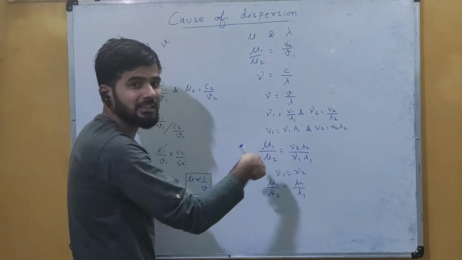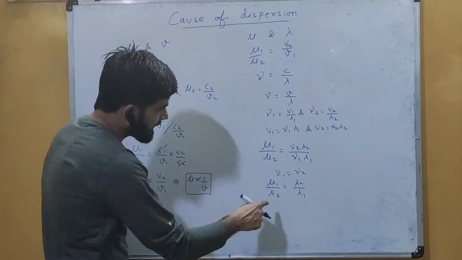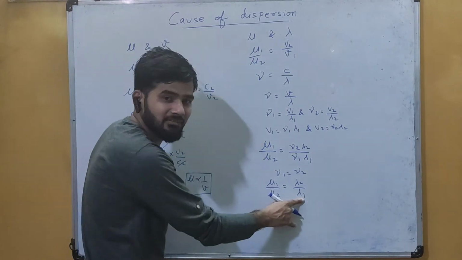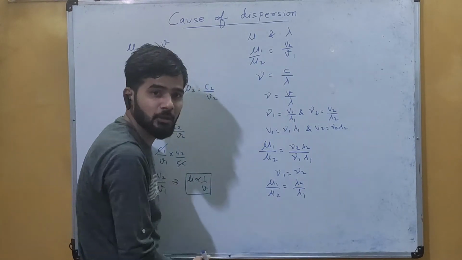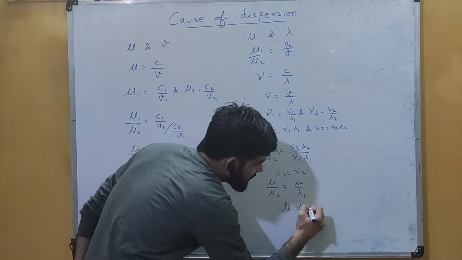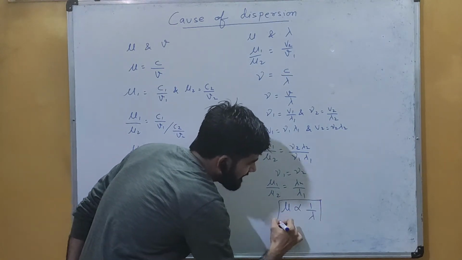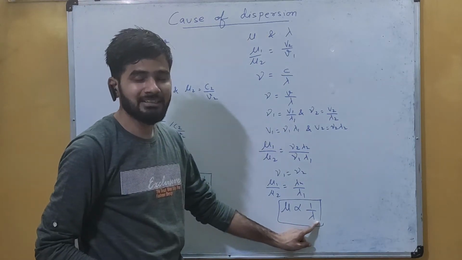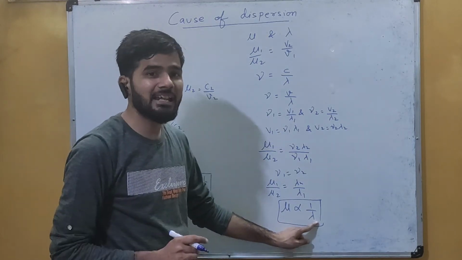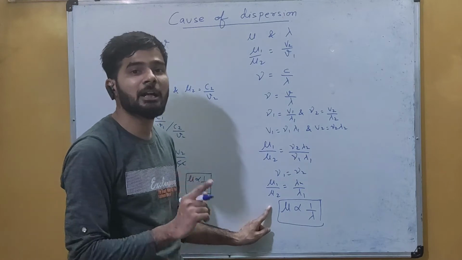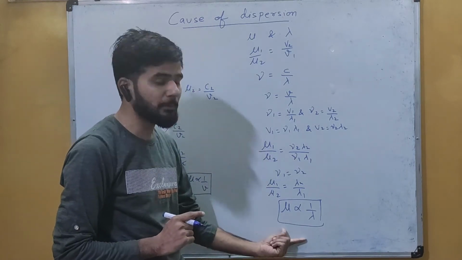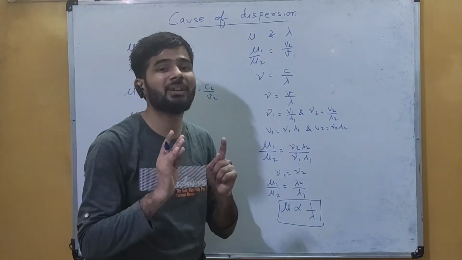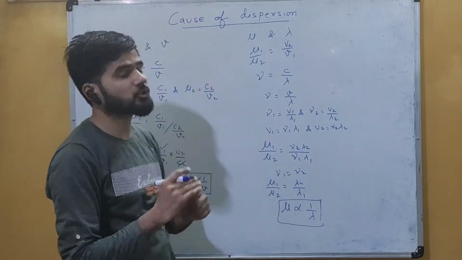As they both are equal, they will get cancelled out. So here you can see this is mu1 and here we have lambda 1. Here mu2 and it is lambda 2. Means here I can write that mu is inversely proportional to the wavelength of light. मतलब लाइट का वेवलेंथ जितना ज्यादा होगा उसके लिए जो रिफ्रैक्टिव इंडेक्स क्या हो जाएगा, कम हो जाएगा. So this is also an important relation by which we can see what the cause of dispersion is.